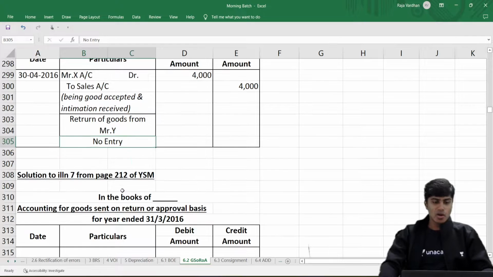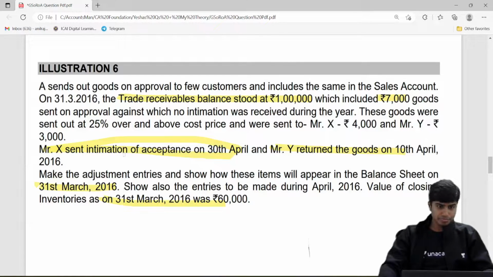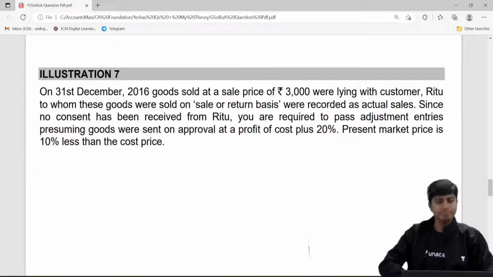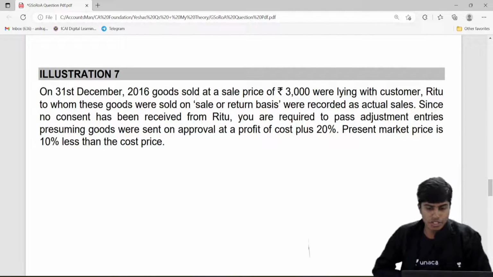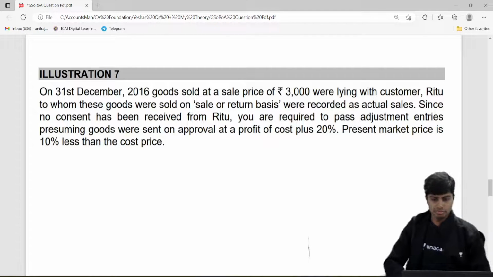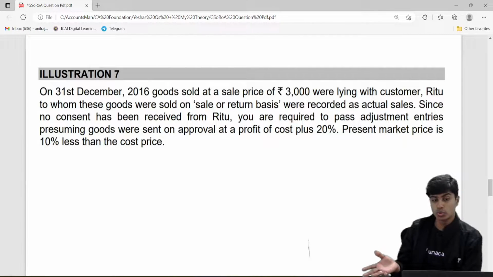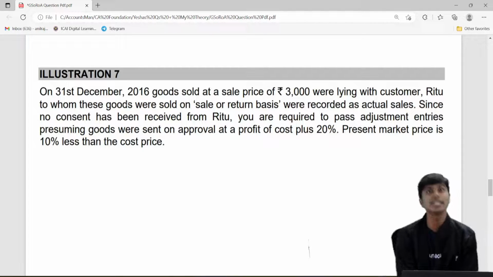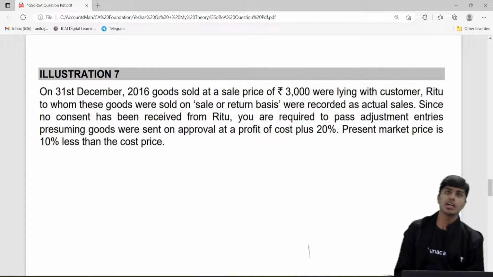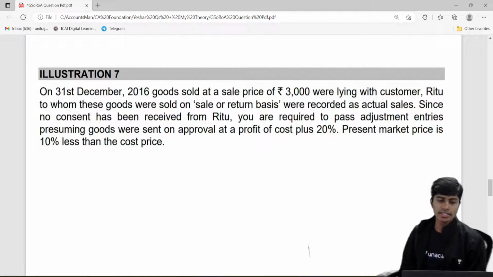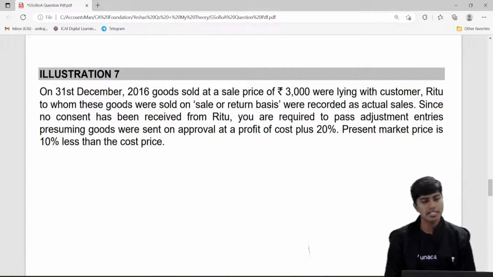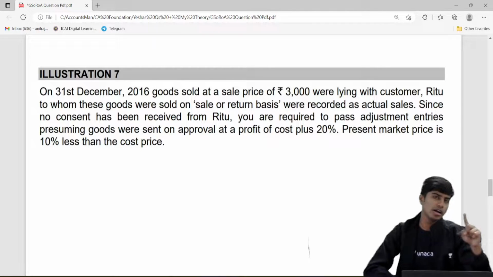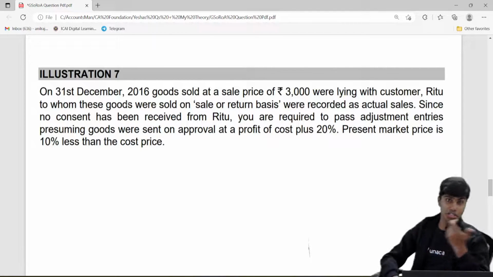Got that? Now let's go to illustration number 7. On 31st of December 2016, goods sold at a sale price of 3,000 were lying with customer Ritu, to whom these goods were sold on return or approval basis. They are actually recorded as actual sales. Is it actually sales? It is not. We have optimistically recorded it as sales. Since no consent has been received from Ritu, you are required to pass an adjustment entry. What should I do? Reverse the sale and record the stock. Reverse the sale is at selling price, recording the stock is at cost price.